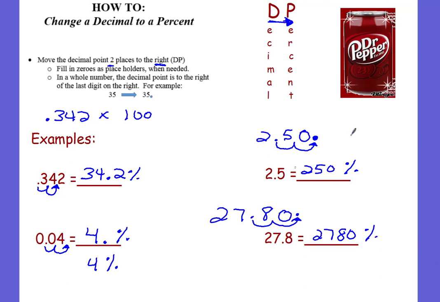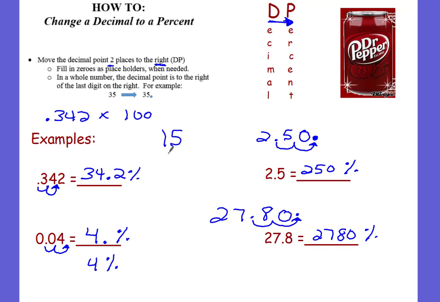It's really easy. This Dr. Pepper DP with the 2 letters, it reminds you that you need to move 2 places, and just depending on the conversion you're doing, in this case decimal to percent, we're going from the D to the P, we're going to the right, we move it to the right. Now there is another example that I want to do. What if I had 15?